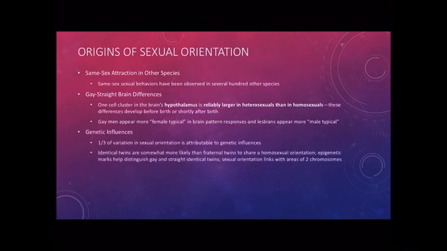Genetic influences: we think our heritability estimate for sexual orientation is that about a third of the variation in sexual orientation is attributable directly to genetic influences. And we do see that identical twins are somewhat more likely than fraternal twins to both have a homosexual orientation. And there are some epigenetic marks that help distinguish gay and straight identical twins. And sexual orientation does link with at least 2 identified areas of chromosomes, or with areas of 2 identified chromosomes, is actually the correct way to say that.